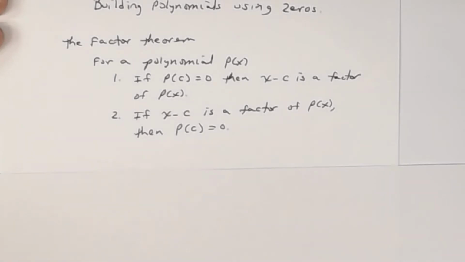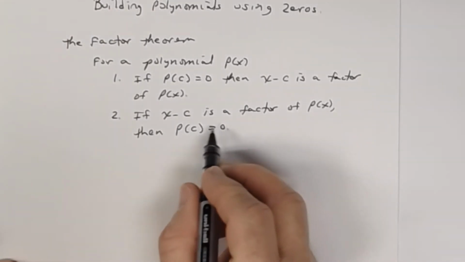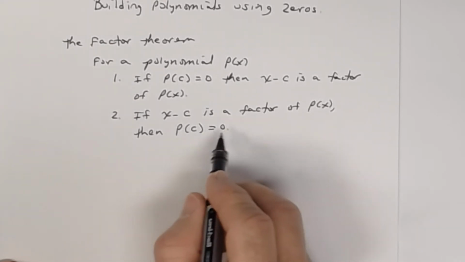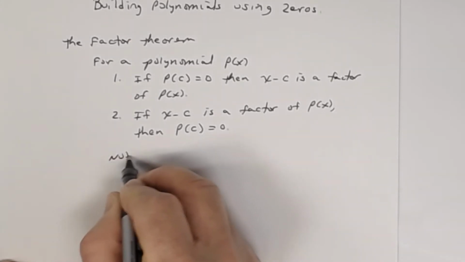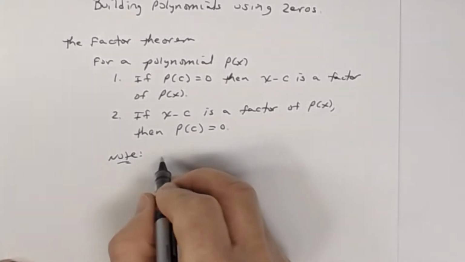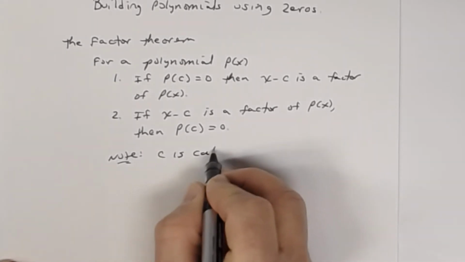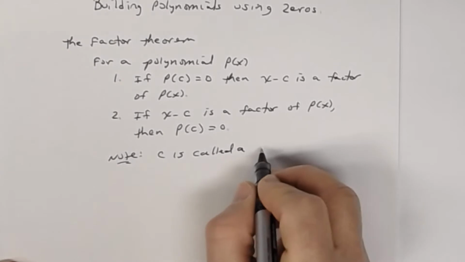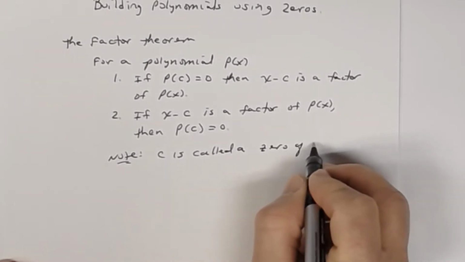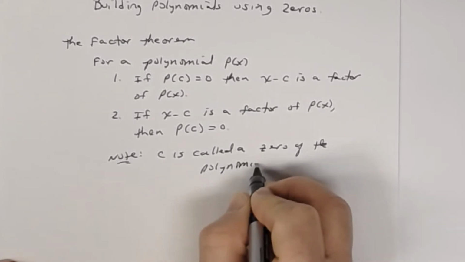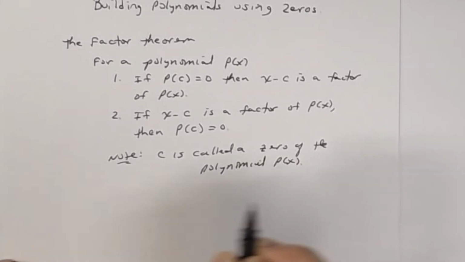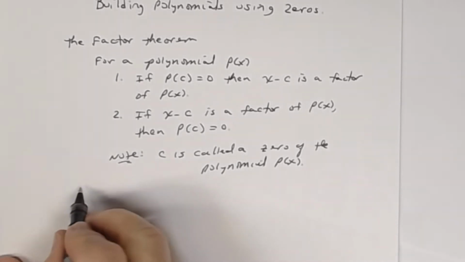Now, I want to remind you, based on our previous lessons, that if p of c is equal to 0, so if I have this polynomial that's equal to 0 for a value of c, remember that c is called a 0. So note that c is called a 0 of the polynomial p of x. Okay? All right, so let's look at some examples.